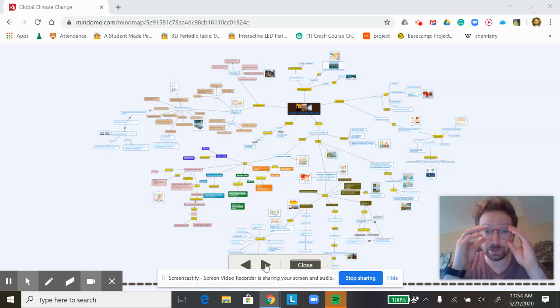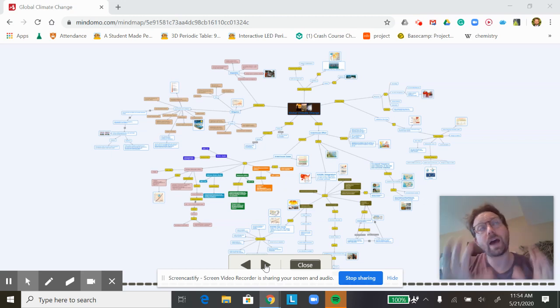We are going to be doing the next two videos on global climate change, and I created this concept map of the major topics that we should be talking about with global climate change.